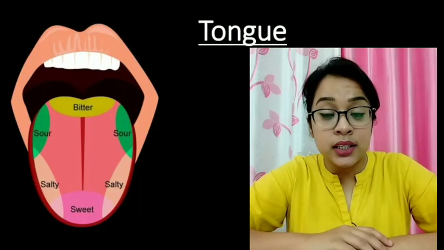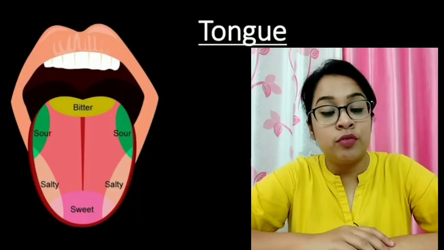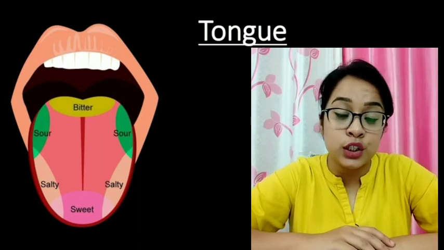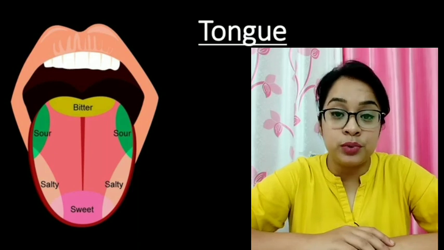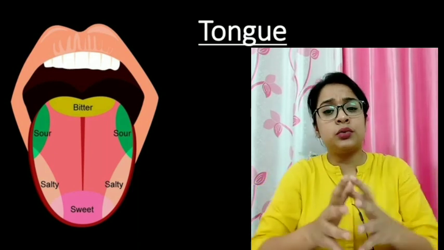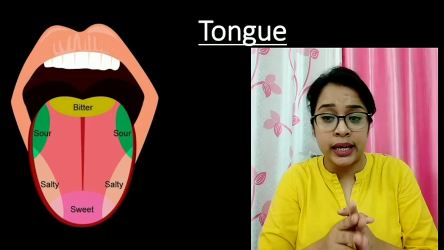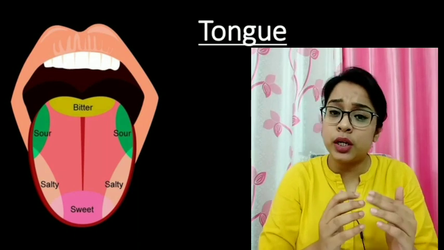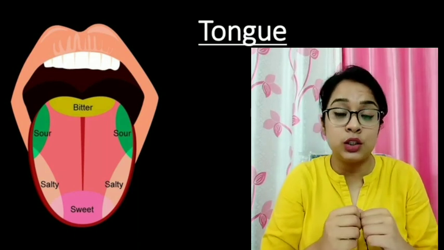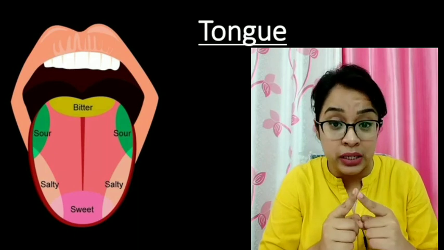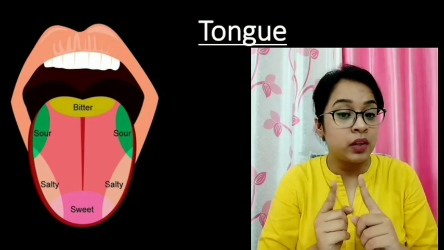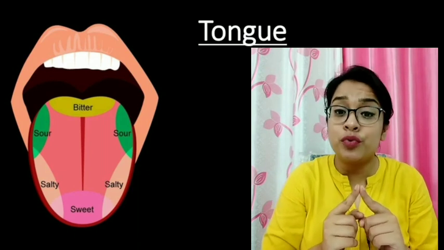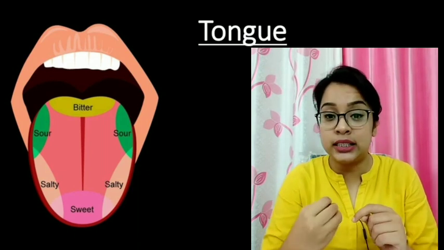Tongue is a fleshy muscular organ which is attached at the back side of the floor of the buccal cavity, and the front part of the tongue is free to move. Now, tongue performs many functions, like it helps the saliva to get mixed with the food, it helps us in swallowing, it helps us to speak, and it helps us to detect taste. Yes, the taste of different food items which we take in.